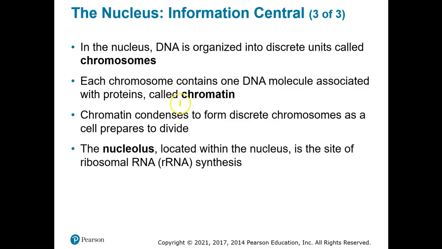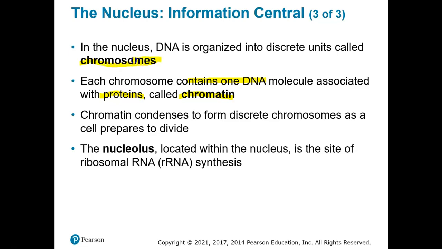If the cell is not actively dividing, the DNA is in the form we call chromatin. So it is DNA attached to proteins, but they're not packed tightly together to form strands like the strands that we see as chromosomes. Chromatin is a lot more spread out, and you can't really see the individual pieces of DNA under the microscope when it's in the form that we call chromatin. When the cell is dividing, the chromatin condenses into chromosomes.